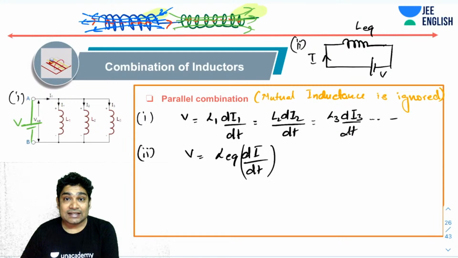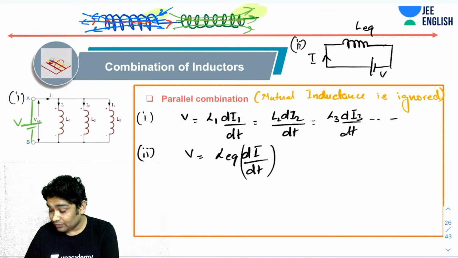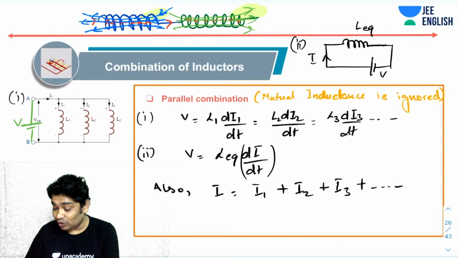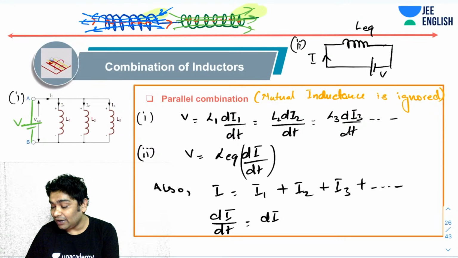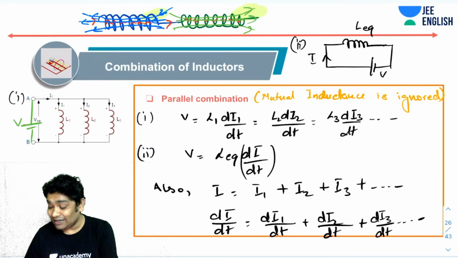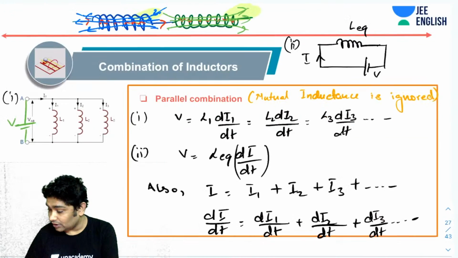Now, what you will also realize is that I is equal to I1 plus I2 plus I3 and so on. Now, if I differentiate this equation, what do I get? I get therefore di by dt equals di1 by dt plus di2 by dt plus di3 by dt and so on. Correct?